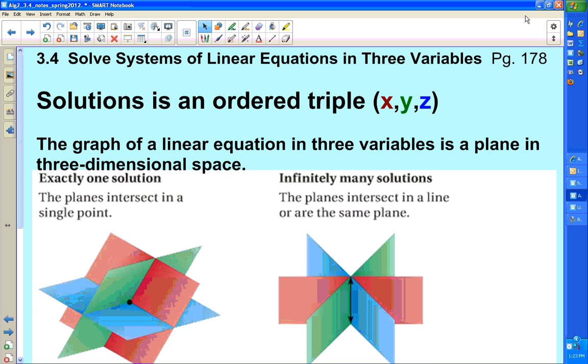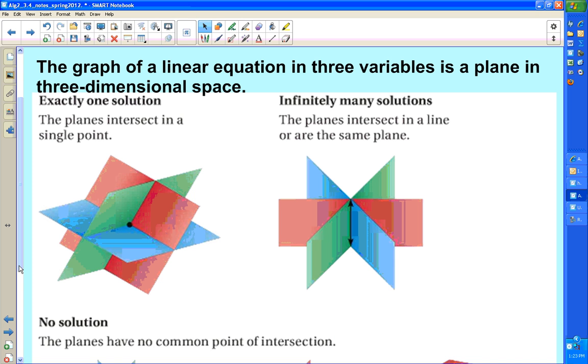Now the problem is harder to get a solution to a system when you're graphing in 3 variables. Here's a couple of examples. The red, green, and blue planes, how many solutions do they have? Just one. There's only one point where they all meet. And that point is the only point that's on the red, the green, and the blue.